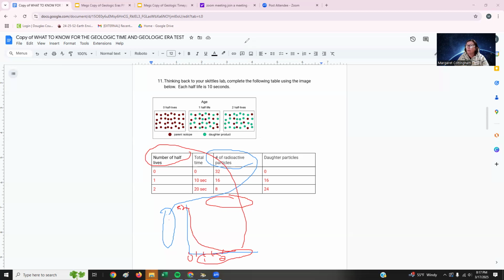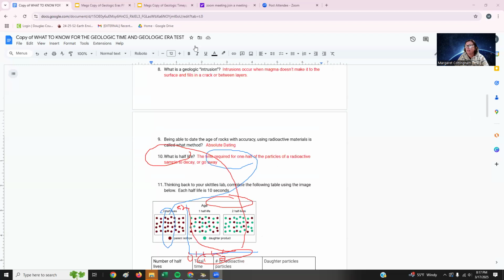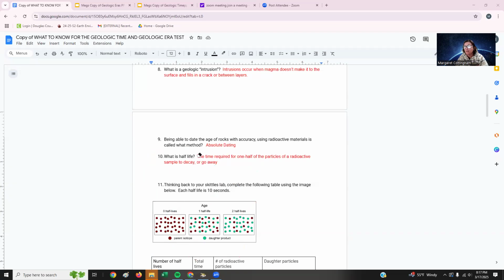Okay, so let me get rid of this. Annotate, there we go. Well, let me clear this off. Okay, let's see. Annotate, let me see if I can erase. Erase, erase, erase. Ah, look at me. Okay, so get rid of annotate.